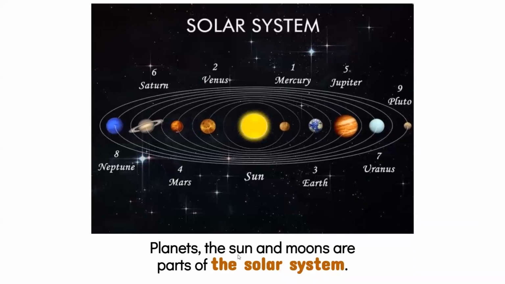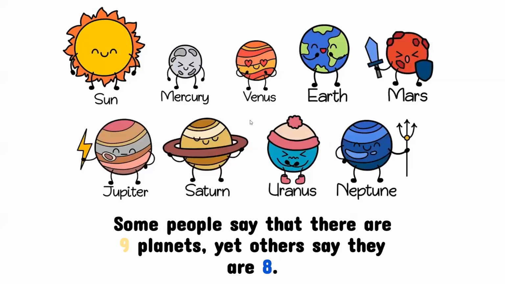So planets, the sun and the moons are parts of what? Of the solar system. So if I ask you, what can we find inside the solar system? You have to tell me that we can find planets, the sun and moons there, okay? And as you can see here, we have a sun and planets all around it, and we have to know which planet is the nearest planet to the sun and which planet is the farthest, okay? So you have to know these things.